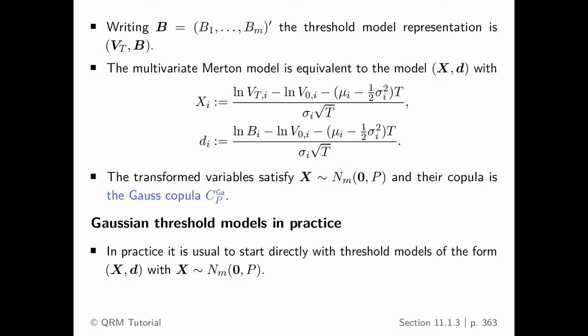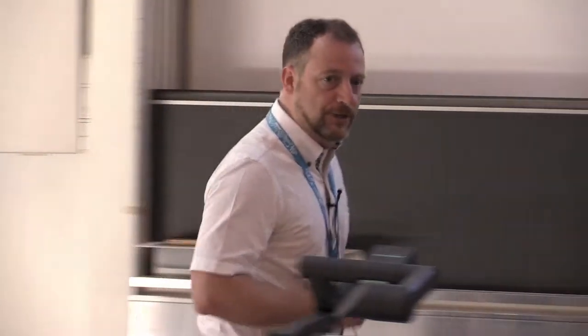And of course, this random vector has the Gauss copula, as we learned this week. So in practice, rather than working with the model V, B, which is what immediately comes out of Merton, it is usual to start simply with a model X, D, where X is standard normal but correlated, and the Ds are the thresholds which will give you default, or we can add further thresholds if we're interested in migrations.